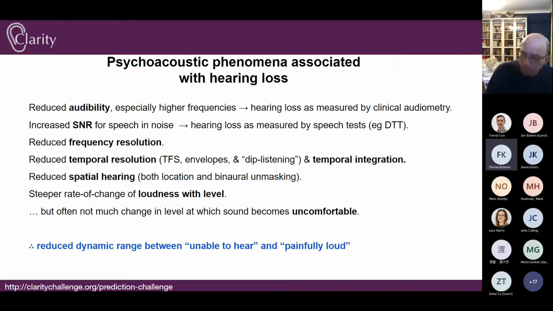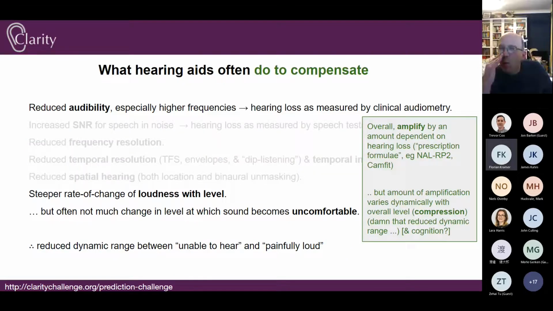That's a problem, because what that means is that there is a reduced dynamic range between the lowest level at which you can hear a sound and the loudest level at which it becomes painfully loud. That's one reason hearing aids have to deal with something like that.